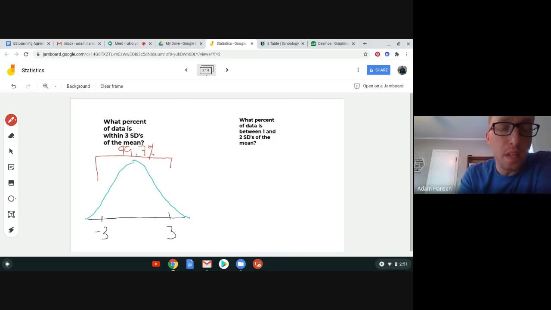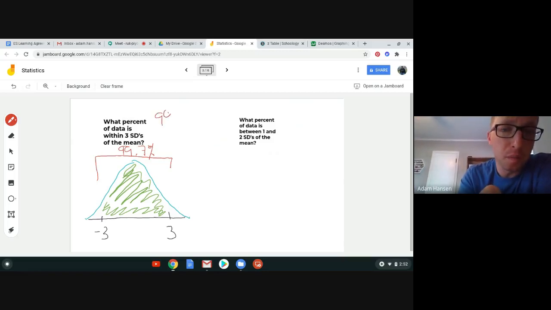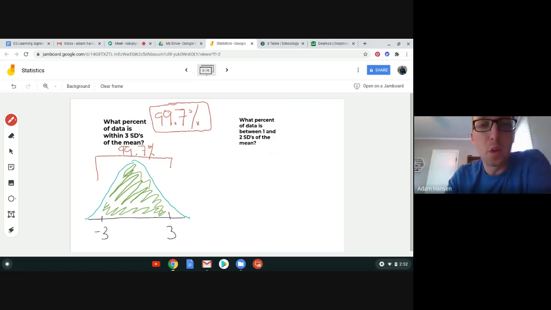So what is within that? Well, that's exactly what we have right here. Within 3 standard deviations of the mean would be the region I've just got outlined. Pretty much everything under this normal curve. So that would be, for our final answer, 99.7%. Almost the entire model. Anything outside 3 standard deviations, the remaining 0.3% will be considered an outlier, an atypical data point.